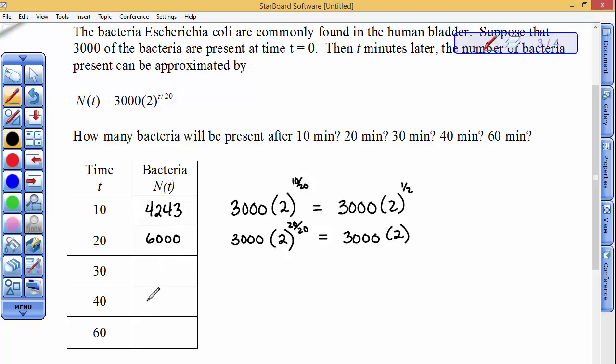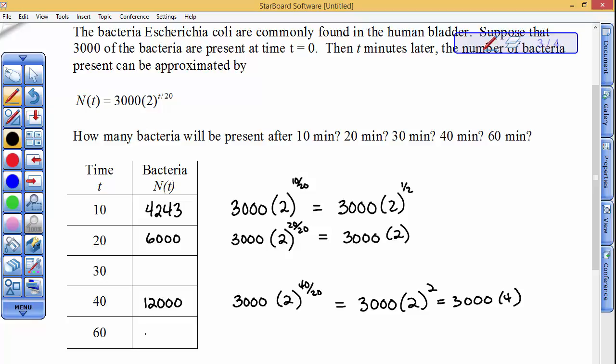So let's go to the 40. So 3,000 times 2 to the 40 divided by 20, which is 2 squared, 2 to the second power, which is 4, and 3,000 times 4 is 12,000. And so probably I'm going to find that this is going to be 24,000. Let's let the calculator do all the work for us.